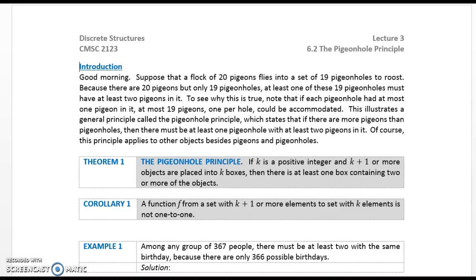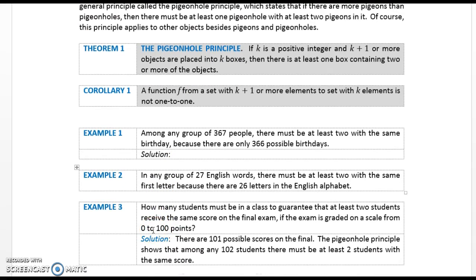This illustrates the general principle called the pigeonhole principle, which states that if there are more pigeons than pigeonholes, then there must be at least 1 pigeonhole with at least 2 pigeons in it. Of course, this principle applies to other objects besides pigeons and pigeonholes. Theorem 1, the pigeonhole principle. If k is a positive integer and k plus 1 or more objects are placed into k boxes, then there is at least 1 box containing 2 or more of the objects.